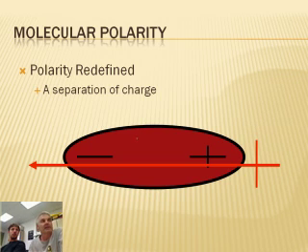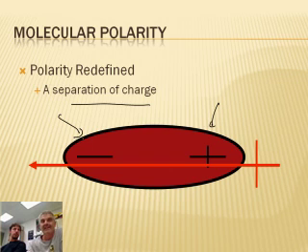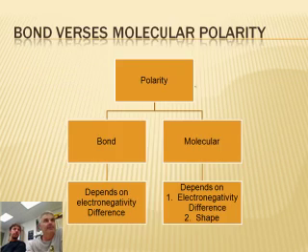Molecular polarity is a separation of charge. That means that one side of something has one charge, a positive charge over here, and another side has a negative charge. So that's polarity. It's like a little magnet. Think of it like a little magnet, okay?